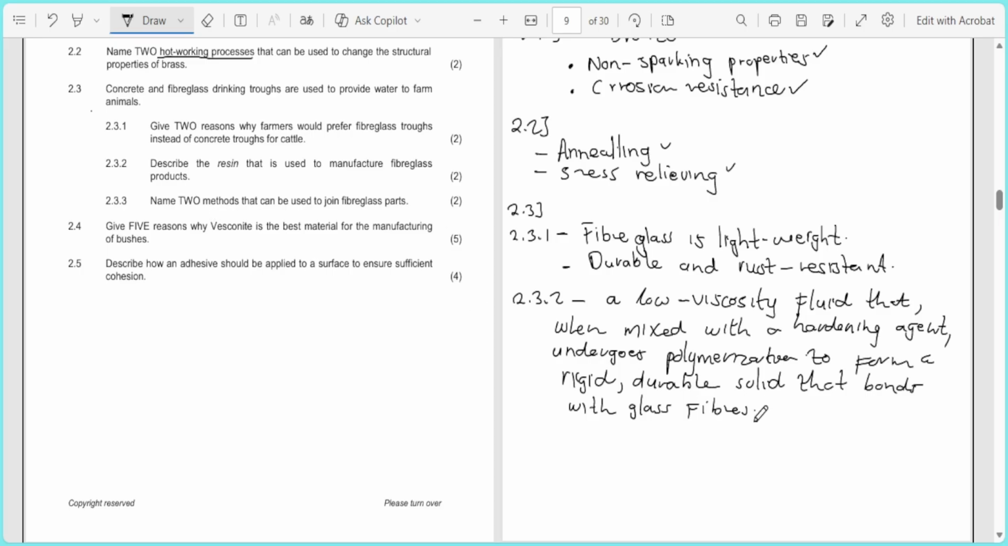Now for 2.3.3, name two methods that can be used to join fiberglass parts. There are two. Let's see. So we have the following options. Mechanical fastening.